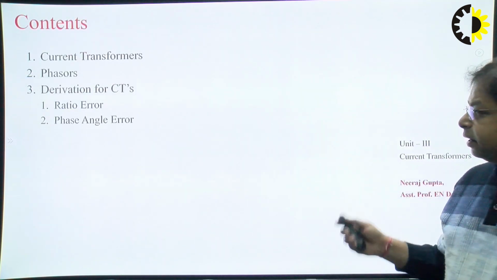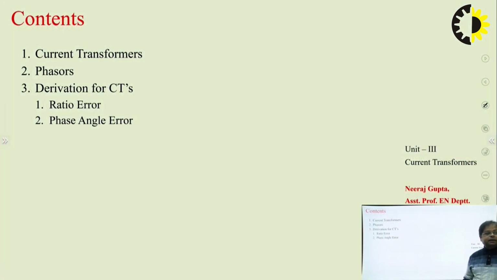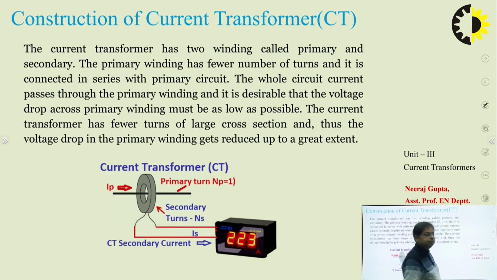So here are the contents. Contents basically are about the CT: what is a CT, an introduction to it, then their phasors. Then we will be deriving the expressions for the current transformers, like ratio error and phase angle error. Those derivations we will be doing here.